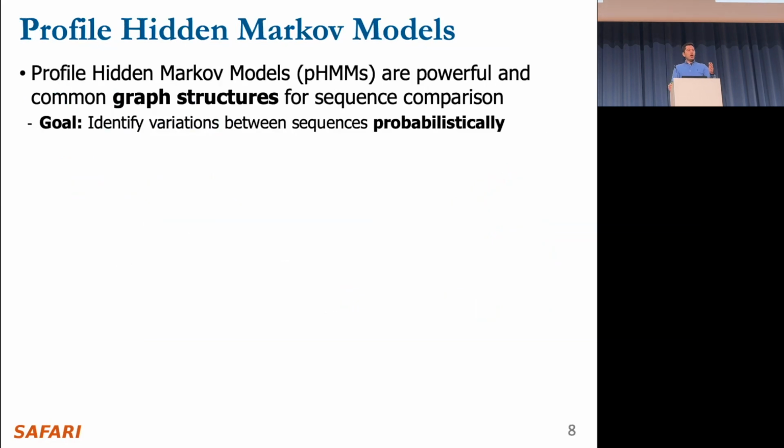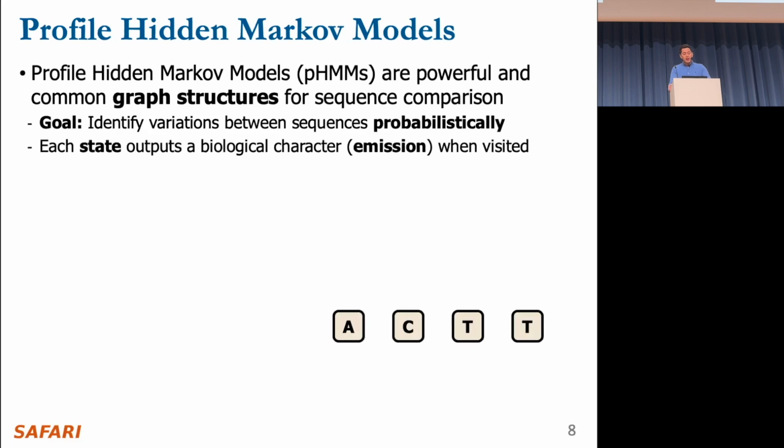And profile hidden Markov models are basically powerful, and they are really common graph structures for sequence comparison. The goal of these profile hidden Markov models is to identify variations between sequences probabilistically. So here, in the graph, we, of course, have states. And in PHMMs, the goal is that when you visit a state, it outputs, or emits, a certain character.